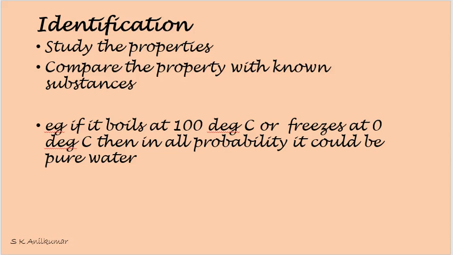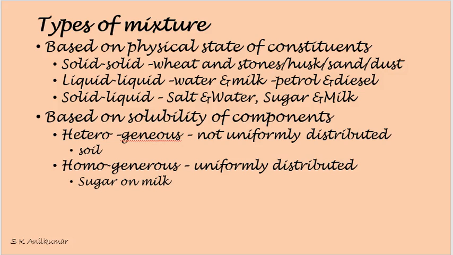For example, you have a liquid and you try to boil it and it is boiling at say 100 degrees centigrade. Then you will think this is something similar to water because water's boiling point is 100 degrees. If it boils at 70 degrees, then you will say this is something similar to alcohol because you know alcohol boils at 70 degrees. So you compare the existing properties of a given mixed substance with what you already know. If it is water, probably it boils at 100 degrees centigrade. Likewise, it freezes at 0 degrees centigrade. So this is how we identify the substances.